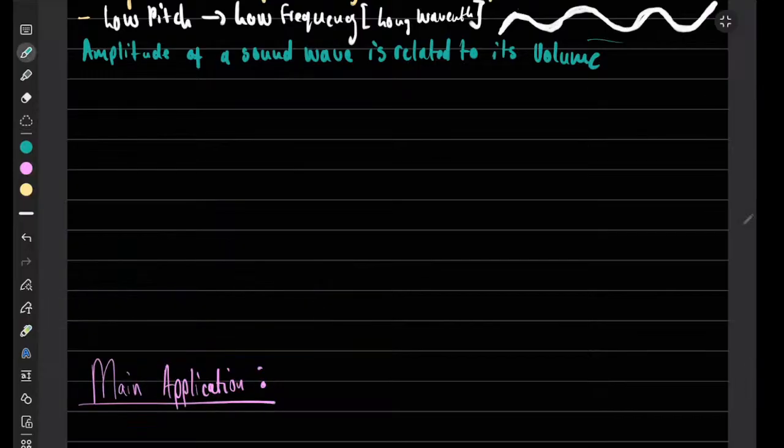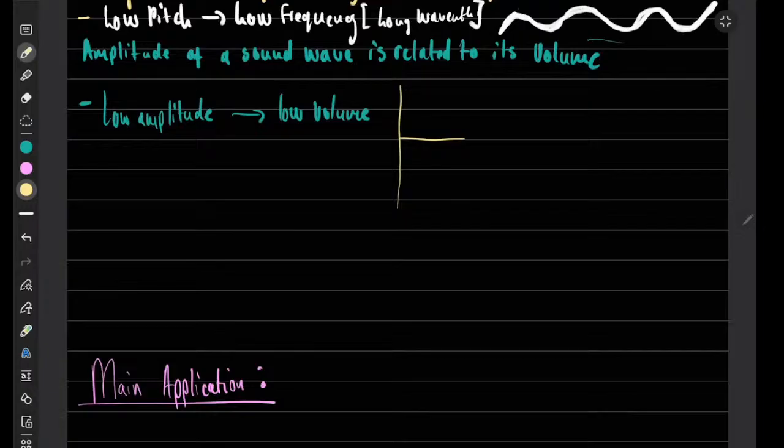So are you with me, students? Are you with me? We say the amplitude is related to its volume. So let me put it like this. Low amplitude is the same as low volume. So amplitude is not related to the pitch, but to the volume. For example, if you have a wave which has low amplitude, it means your wave is just going to be going like this. It doesn't go too high. It doesn't go too deep.